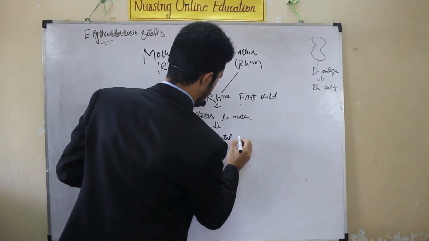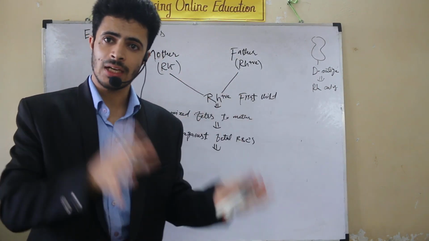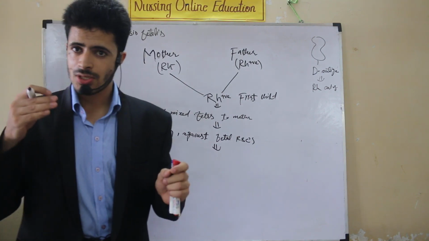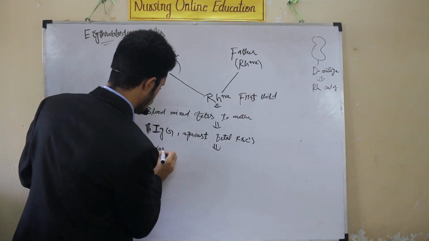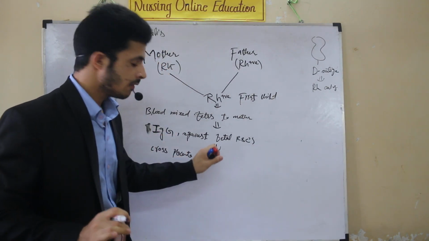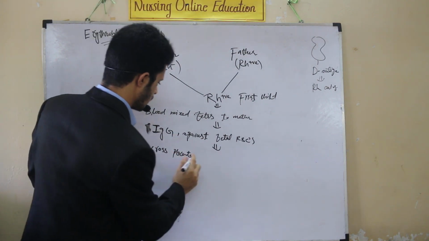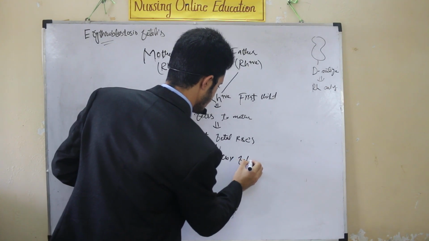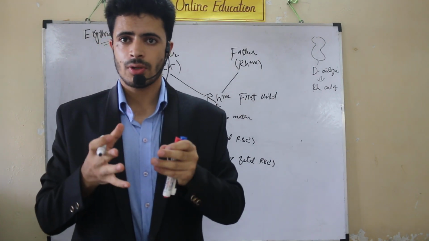Now, what happens during the second pregnancy? During the second pregnancy, the mother already has IgG antibodies against those RBCs. These IgG antibodies will cross the placenta, and they will start destroying the fetal RBCs of the second pregnancy fetus. When fetal RBCs are destroyed, what will happen?